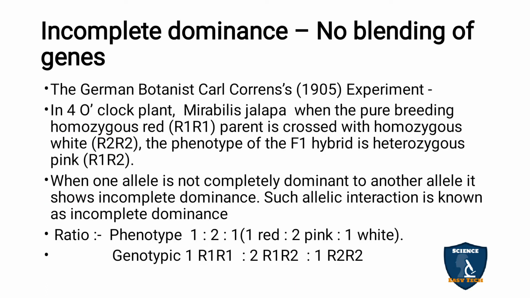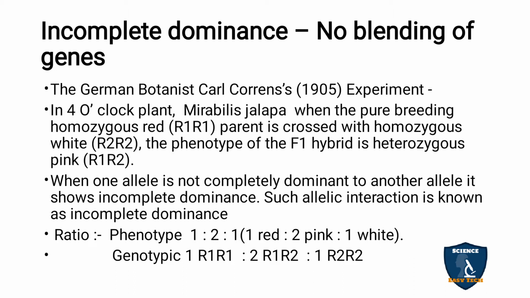First, we will see incomplete dominance. No blending of genes occurs in this, so we can say it is no blending of genes also. This was given by Karl Correns, a German botanist, in 1905. What he did was take the four o'clock plant, Mirabilis jalapa, which blooms only at four o'clock in the evening. So it has the name four o'clock plant.